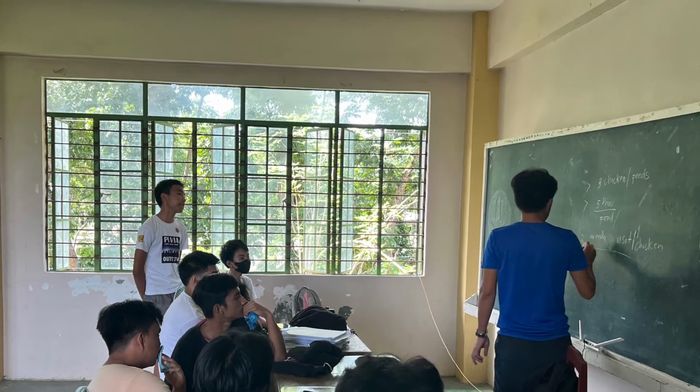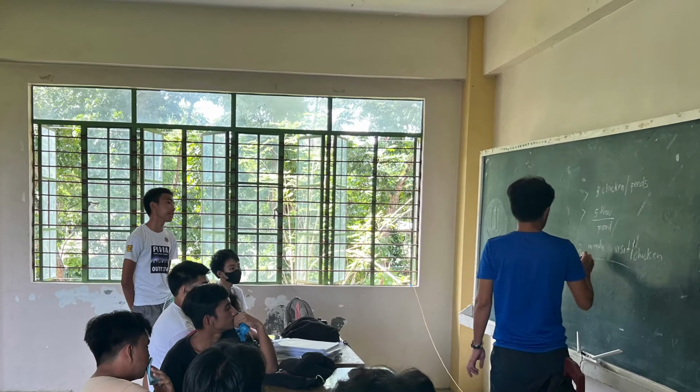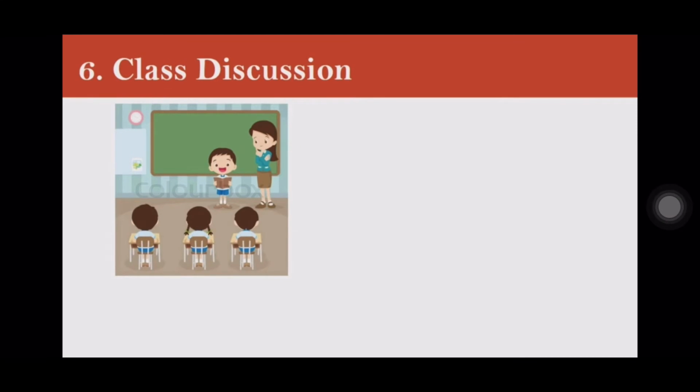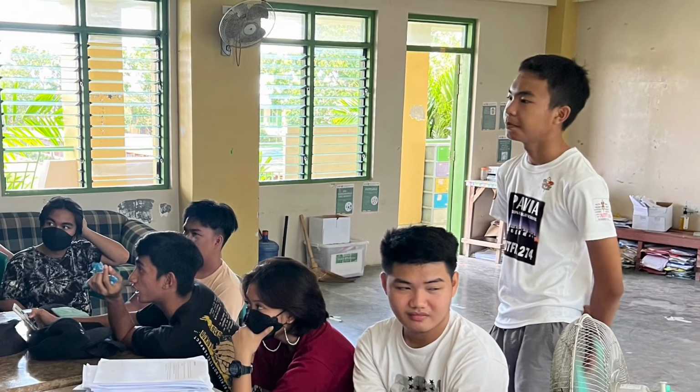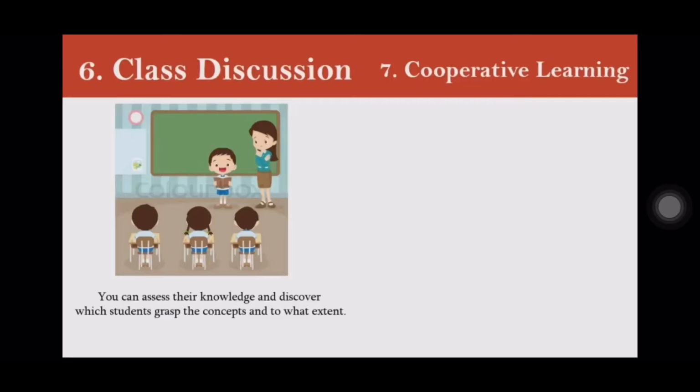Number 6. Class discussion. Another way for students to teach each other is through class discussions. As students take turns discussing the subject, you can assess their knowledge and discover which student grasped the concepts and to what extent.